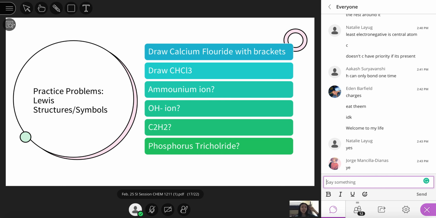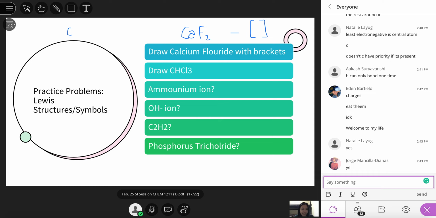Okay. Practice problems. Okay, draw calcium fluoride with brackets. How do we do that? I'm just going to give you the chemical formula because I know it's kind of difficult to understand because it's ionic here. So CaF2. How would we draw that? And you're using brackets, so I don't want to see bonds. I want to see the bracket versions of this because it's only ever done in brackets. How would we do this?